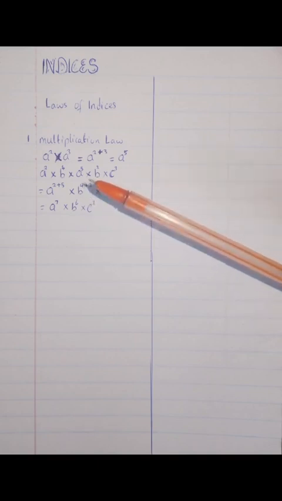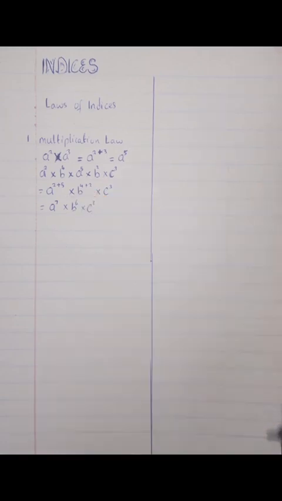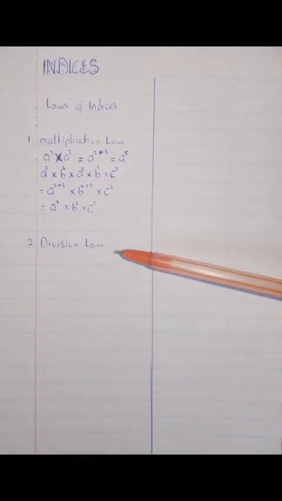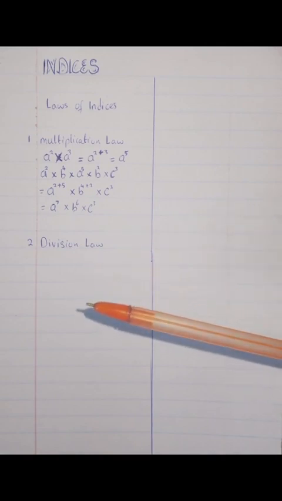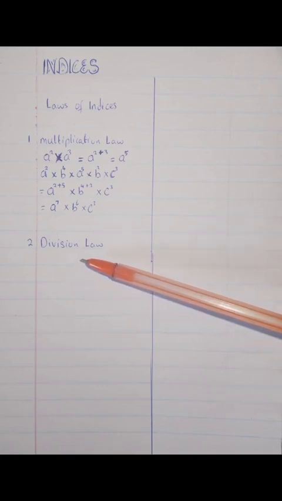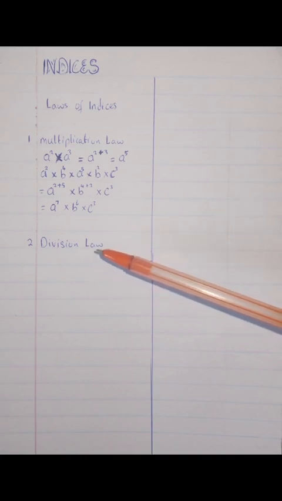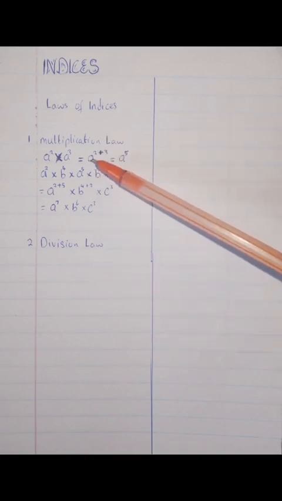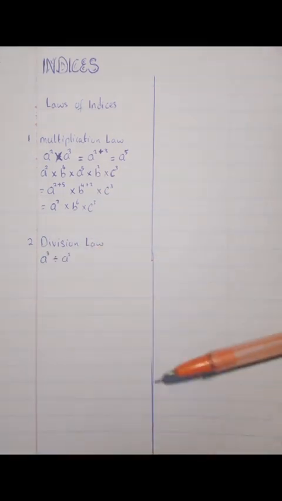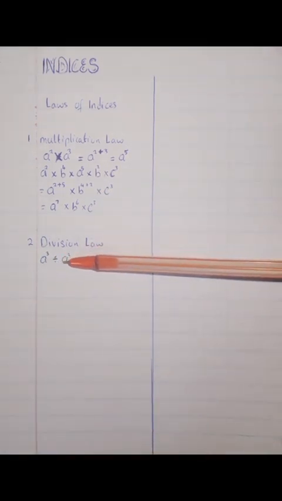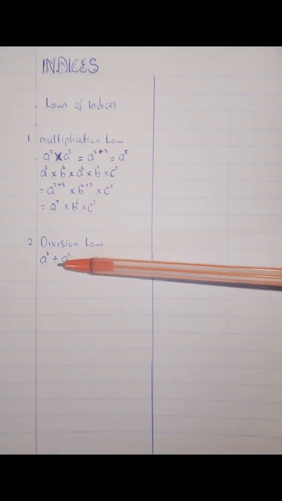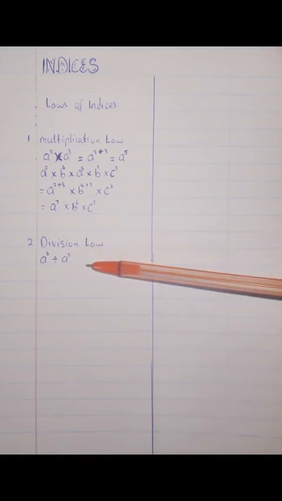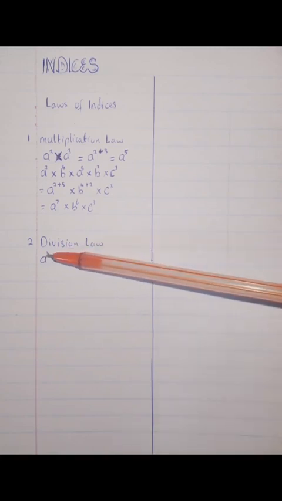The next law we'll be looking at is the division law. For the division law, if you have two bases that are the same and are dividing, we pick out one base and subtract their powers. It's almost the same thing we are doing here, but this time we are subtracting. So assuming we have a cubed divided by a squared, since their bases are the same, we pick out one a and subtract their powers. So we do 3 minus 2.